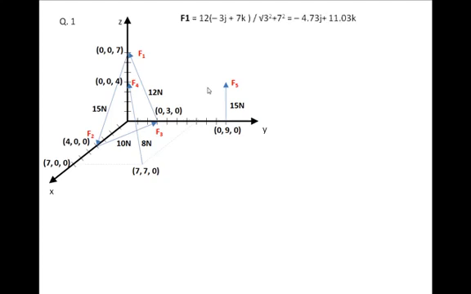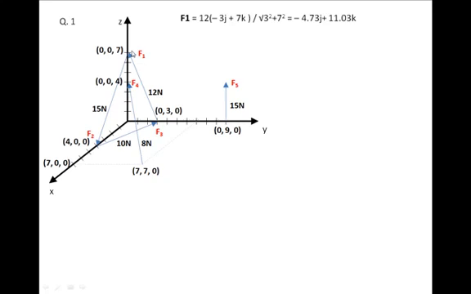Let's say F1. You see, the magnitude given is 12. So we multiply this 12 by the unit vector which is given by these numbers. What are these numbers? The coordinate of this point is 0, 0, 7 and this is 0, 3, 0. Therefore the length vector along this is 0 minus 0 i, 0 minus 3 j and 7 minus 0 k. So it is minus 3j plus 7k.